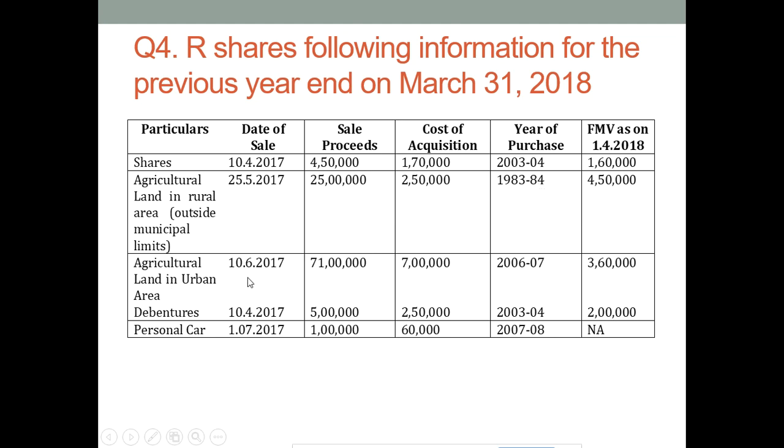Agricultural land in urban area. On 10th June 2017 he sold it for rupees 71 lakhs. It was purchased for 7 lakhs in the year 2006-7, and the fair market value on 1 April 2018 is 3,60,000. Debentures. He sold on 10th April 2017 for rupees 5 lakhs, which were purchased for rupees 2,50,000 in 2003-4, and the fair market value was rupees 2 lakhs. Personal car, which is sold on 1st July 2017 for rupees 1 lakh at a cost of rupees 60,000 in the year 2007-8. So 1, 2, 3, 4, 5.